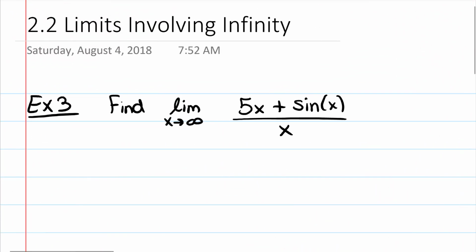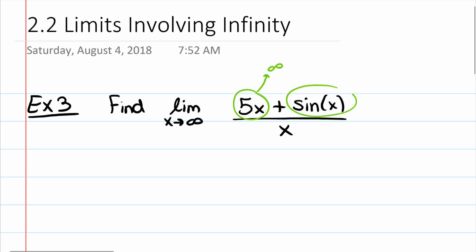Example 3. We're going to find the limit as x goes to infinity of (5x plus sine of x) all divided by x. So before we actually look at this limit, we're going to talk about what happens if you just plug in infinity. Well, first of all, this piece is going to go to infinity.